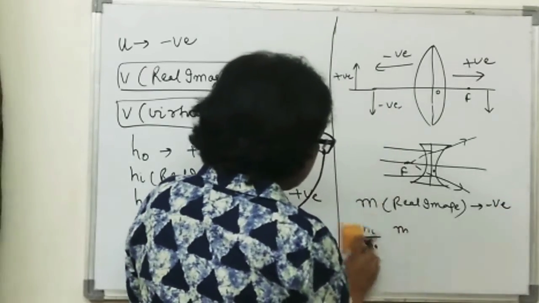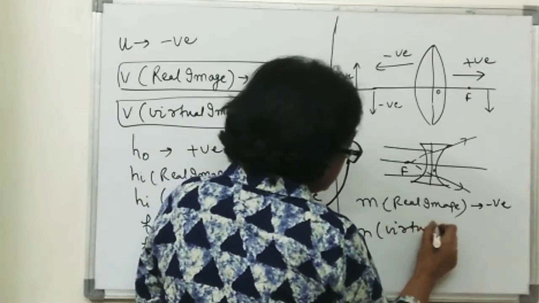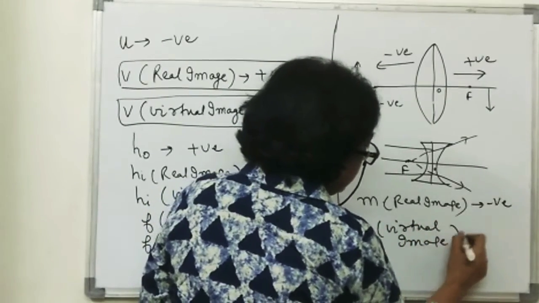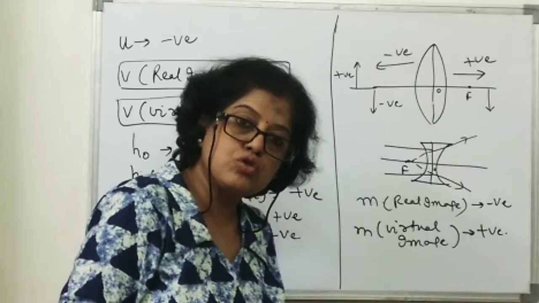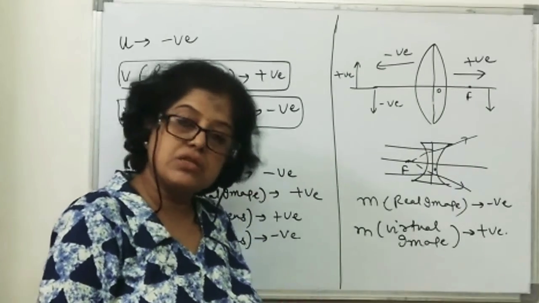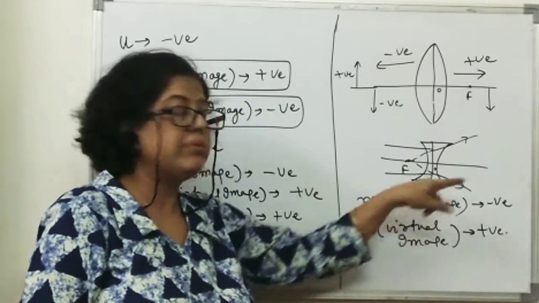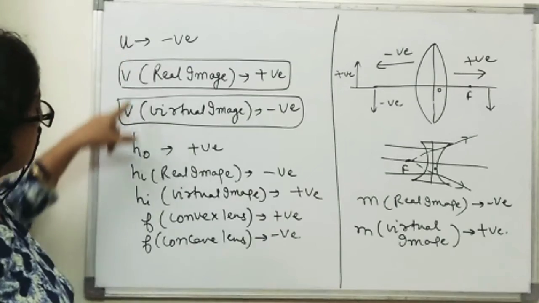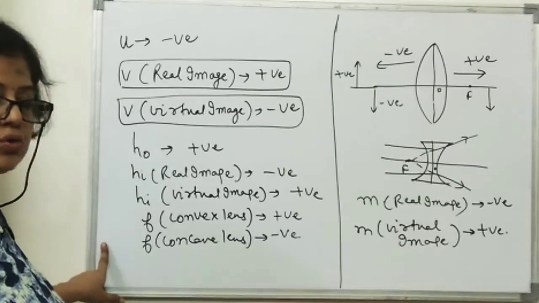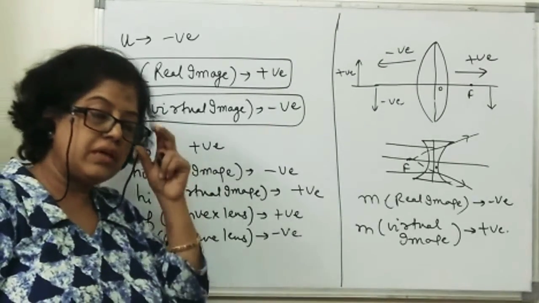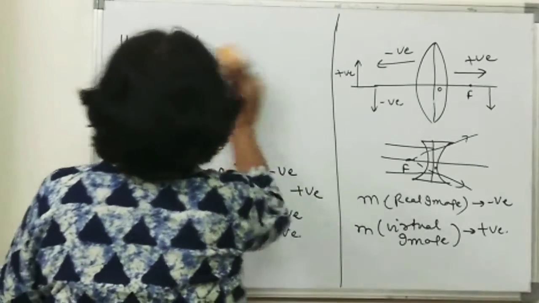And M for a virtual image will be positive. Because height of image by height of object: height of image is positive for a virtual image, and height of object is also positive. So M for a virtual image will be positive, M for a real image will be negative. So these are the signs, according to the sign conventions, that we have to remember. Fine, if we remember how to assign the signs to all these values, we will always get our numericals right. Okay, so that's about sign conventions.